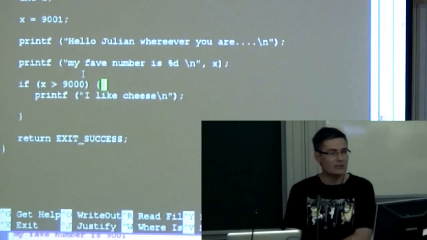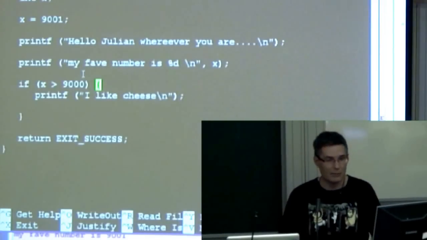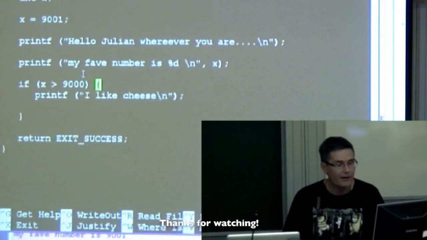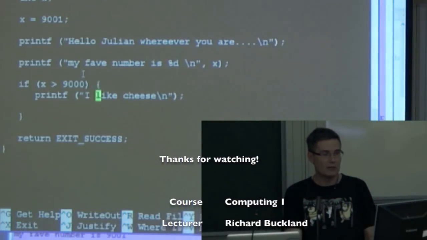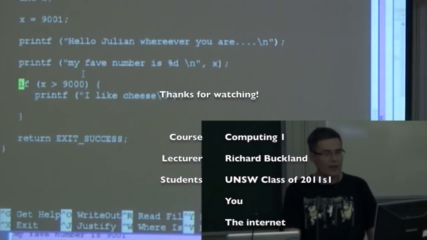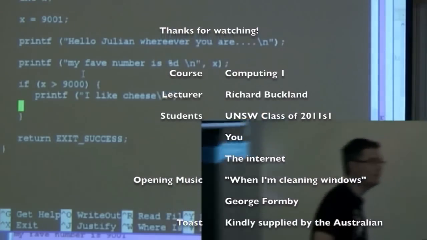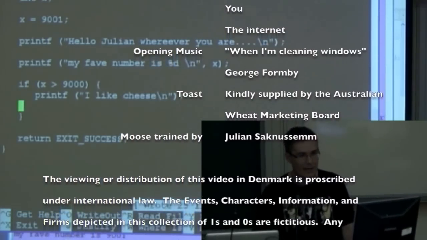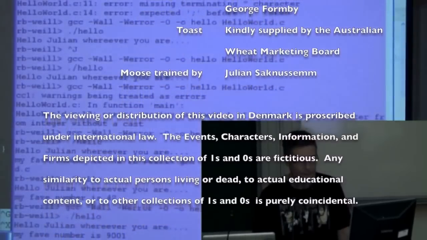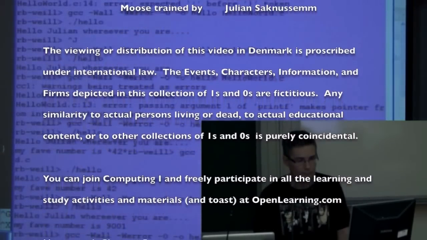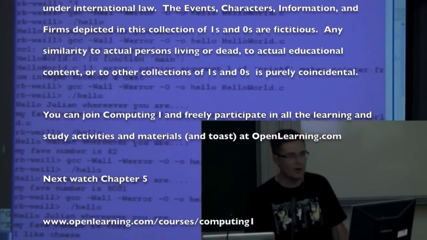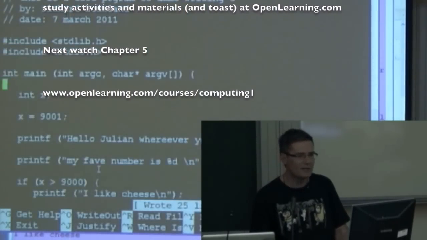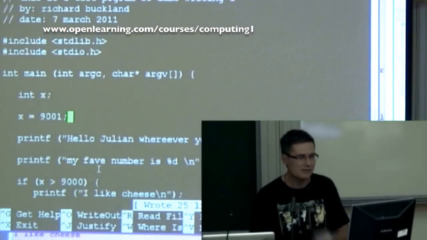Now, here we are. Inside the function, there's another level of another little special area that belongs together. If x is greater than 9000, beginning of special area, where does this special area finish? The closing bracket. If it's greater than 9000, then do all the instructions in the middle. If it's not greater than 9000, do nothing. Does that make sense? And now we're going to compile this very, very simple program. My favourite number is 9001. I like cheese. It always prints the same number, doesn't it? That's not very interesting.